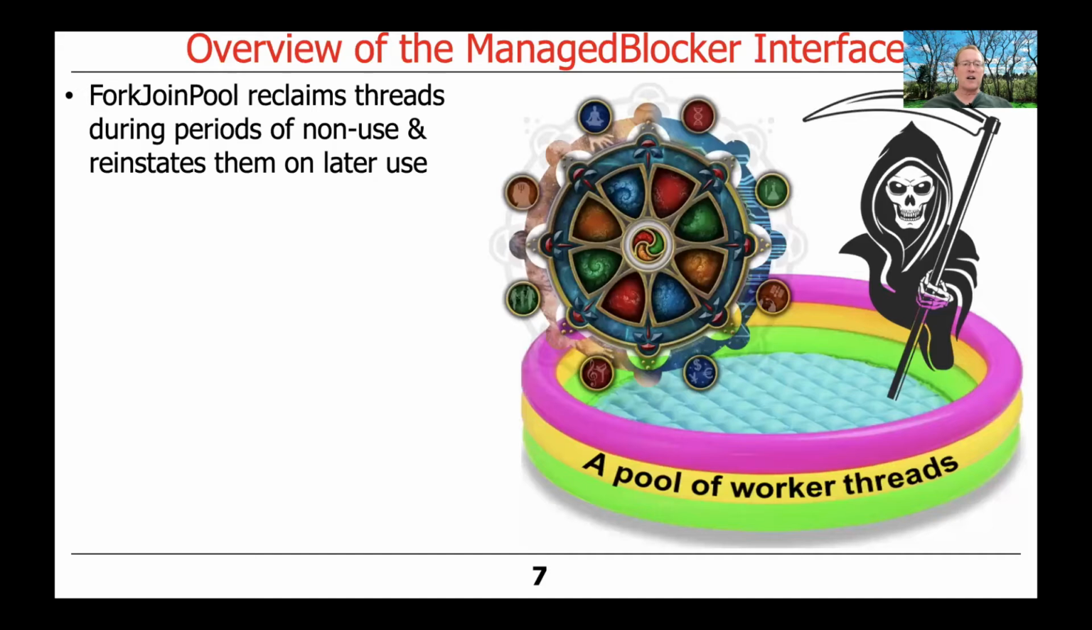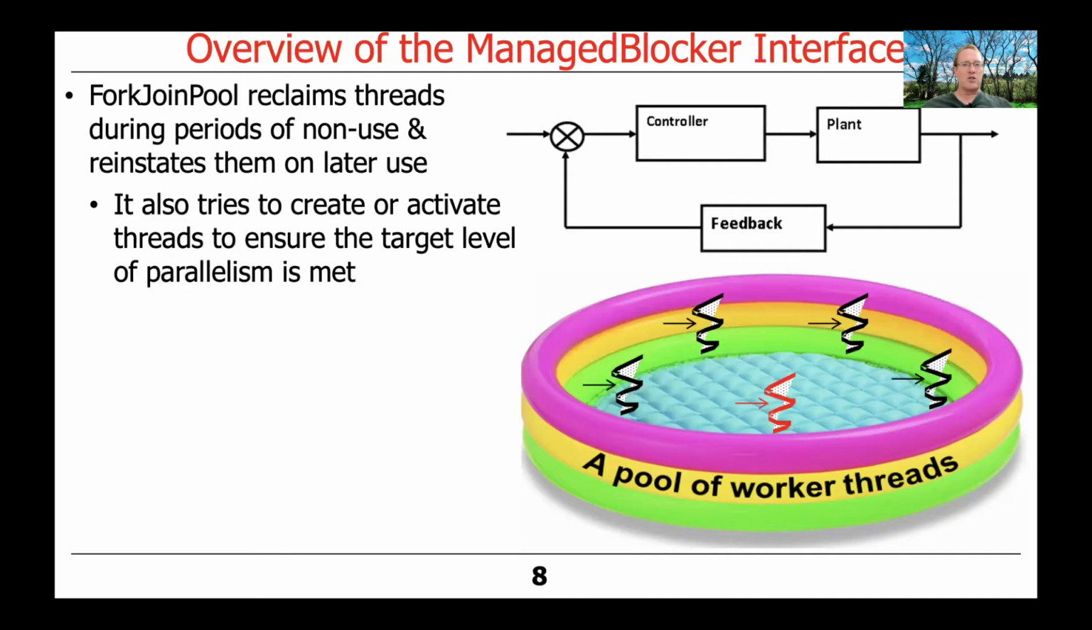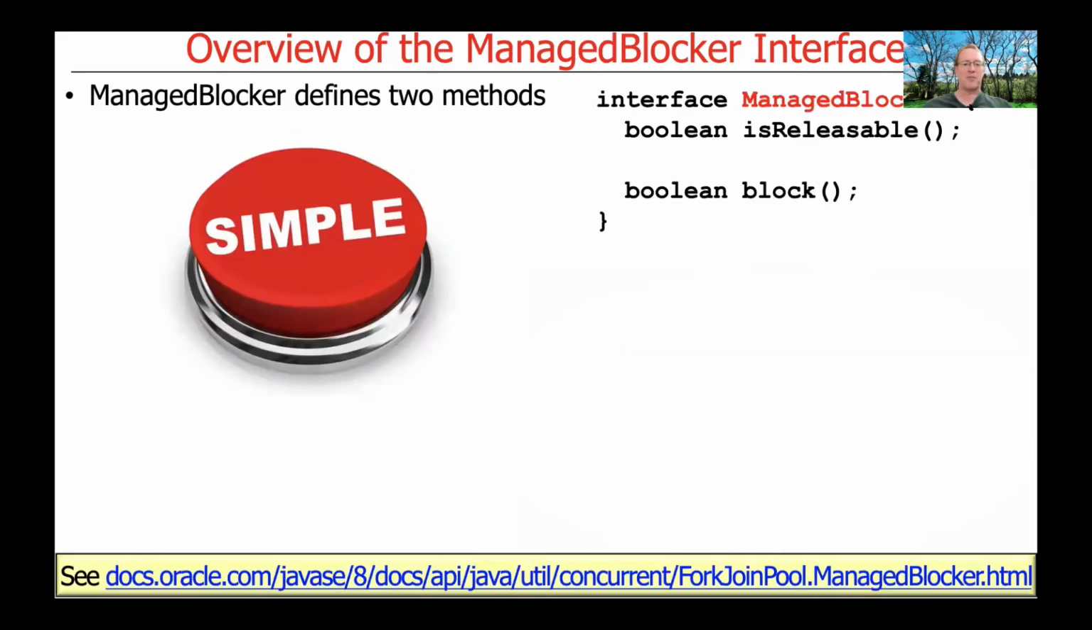So recall that the way this works is that the common fork join pool can be used to reclaim threads during periods of non-use and then reinstate them later on very efficiently. And it basically works kind of like a control system where it tries to create and/or activate or reactivate threads to ensure that a certain target level of parallelism is met. And as we saw before, for the common fork join pool, that's going to be one less than the number of cores that the system is aware of.